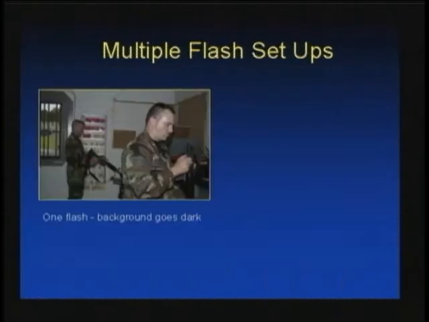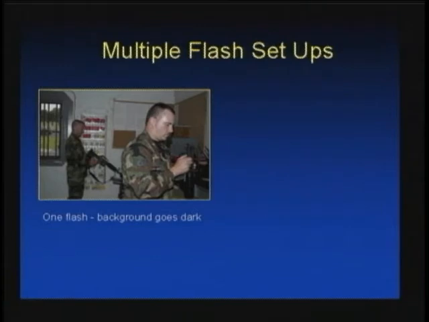In the last multiple flash setup I have here, this is one you might encounter more typically. Here they have a subject in the background and a subject in the foreground, but the inverse square law prohibits us from lighting the subject in the back and the subject in the foreground with equal intensity. So you've got several decisions here.